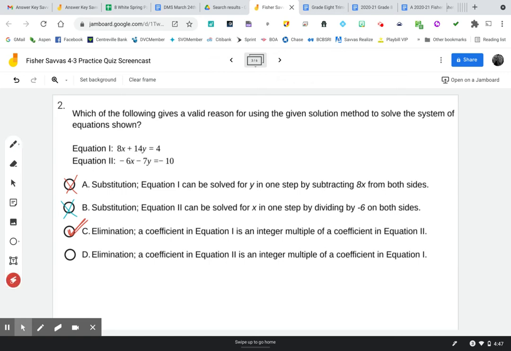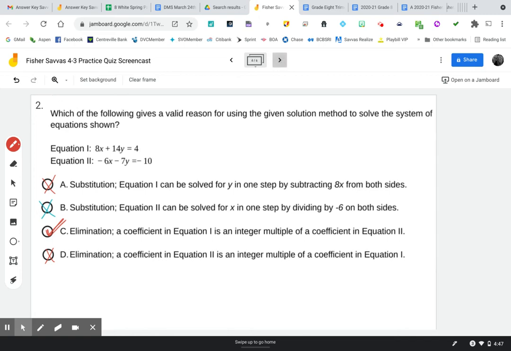So D also says elimination, but they're telling us here that a coefficient in equation 2 is an integer multiple. Well, 6 is not an integer multiple of 8, and 7 is not a multiple of 14. So that's why the answer is not D. And again, that's why the answer is C, because 14 is a multiple of 7. Let's go to problem 3.